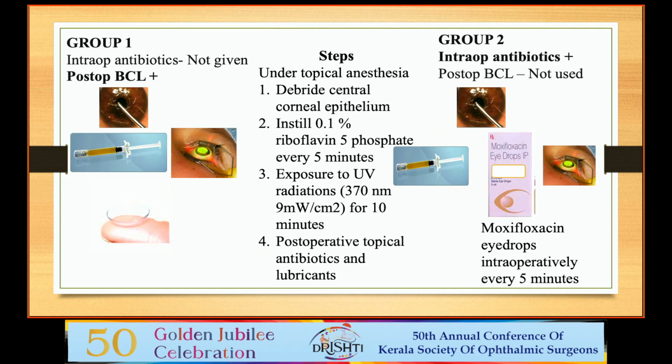In the Group 2 patients, under topical anesthesia, initially central 7 to 9 millimeter of the corneal epithelium was debrided, and 0.1% riboflavin was instilled every 5 minutes, and along with that, moxifloxacin eye drops was used intraoperatively every 5 minutes, and UV radiation was given for the same duration and at the same intensity, while continuing instillation of the topical riboflavin and moxifloxacin eye drops. And postoperatively, BCL was not used, and the same topical antibiotics and lubricants as Group 1 were given.